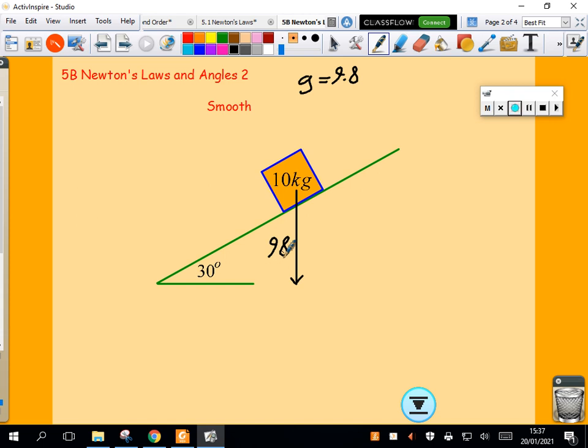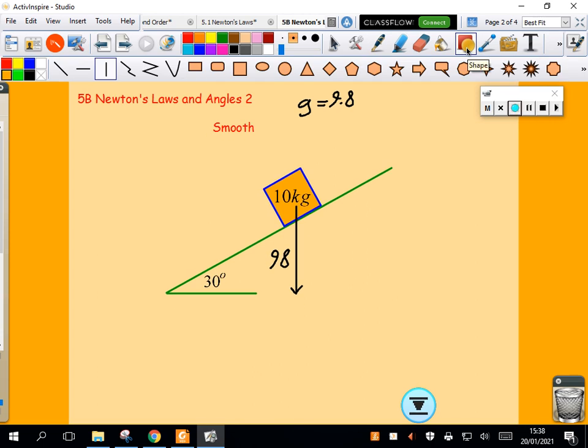The other force at work here is the normal reaction, which is perpendicular to the plane, heading out in this direction. There's my normal reaction.